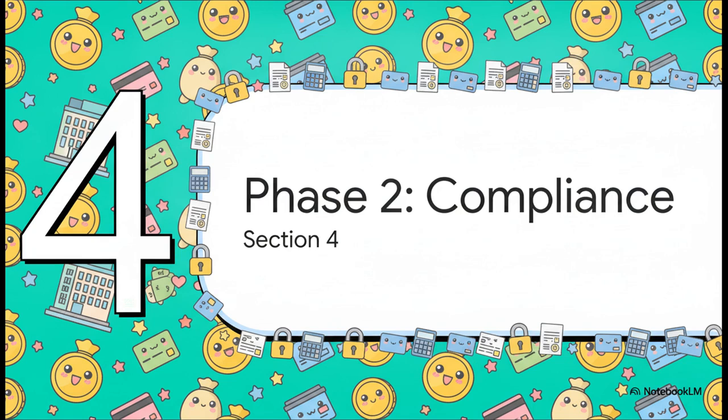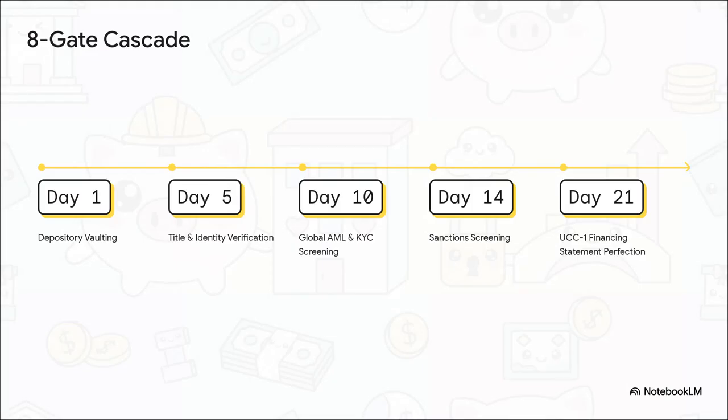Now for Section 4, B&A Phase 2 Compliance. Math alone doesn't wire funds, right? Before a family office releases a single dollar, those assets have to survive a seriously rigorous verification process. We call this the exhausting 8-gate cascade.